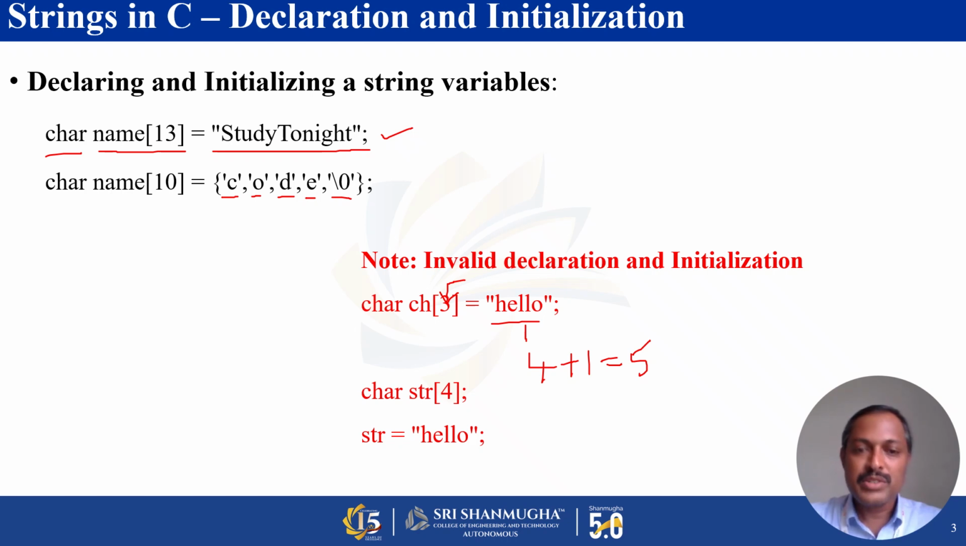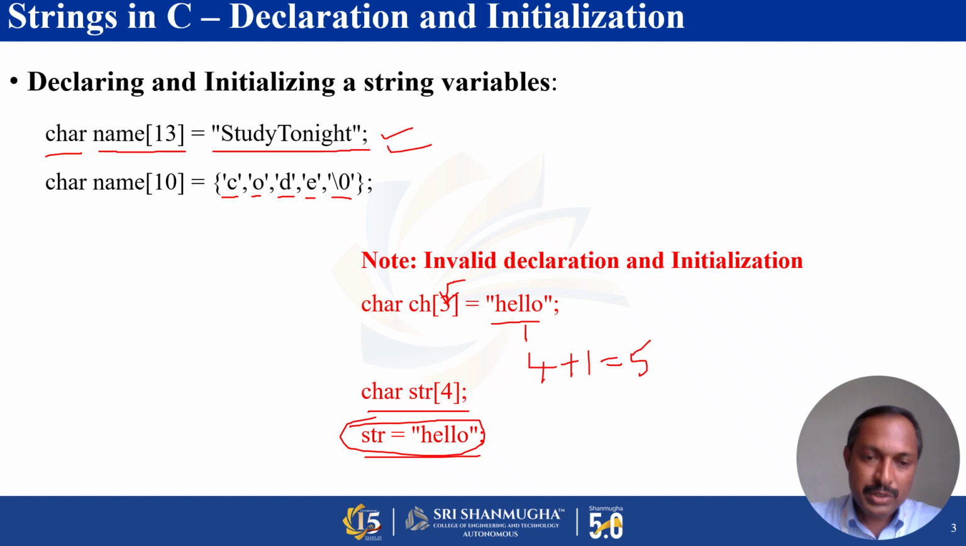But suppose I want to store 5 characters and I give less than that, it's an invalid declaration and it will create an error. One more thing: char str[4]; first I am declaring with size 4, then I try to assign a value. This is also not possible. Only in the declaration itself can we assign the value directly. If I first declare and then assign a value, that is not possible.